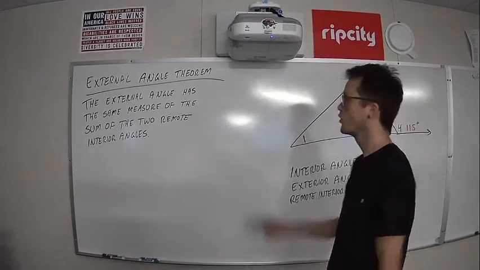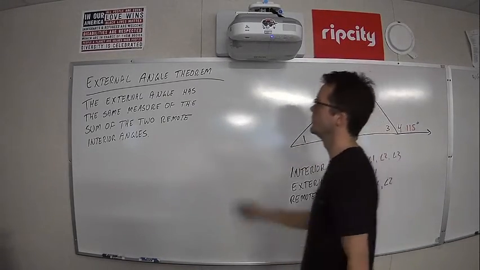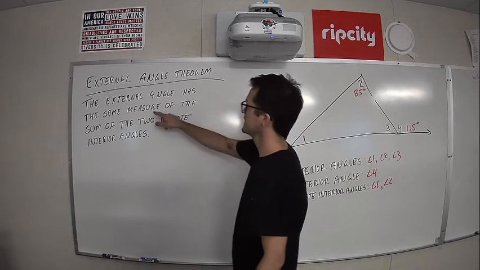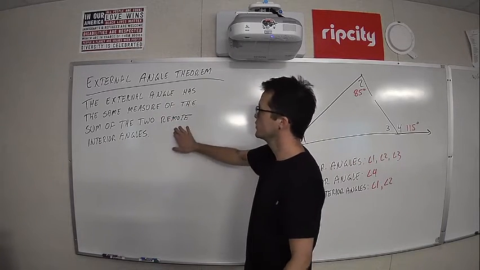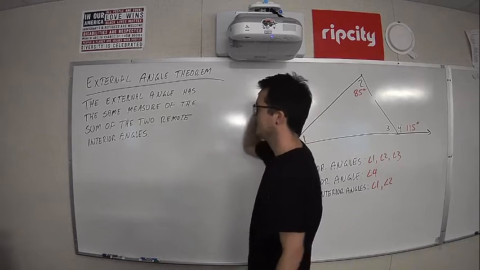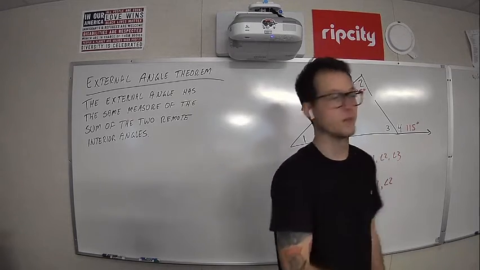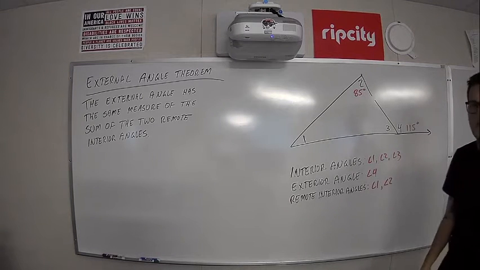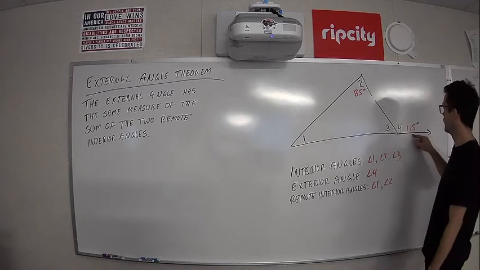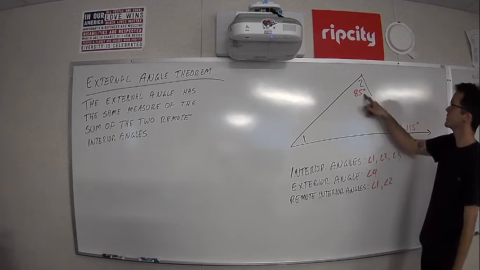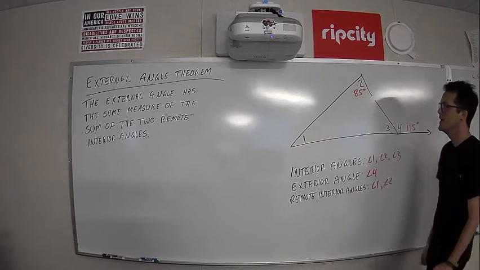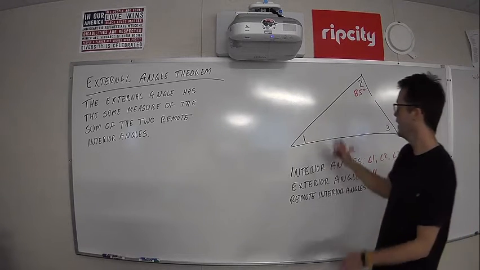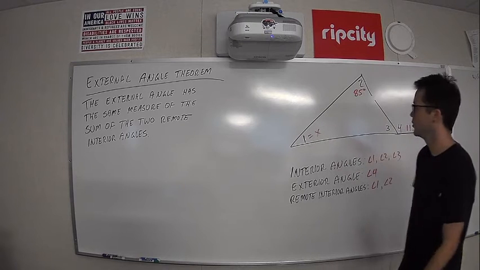Another theorem coming your way, external angle theorem. This one says the external angle has the same measure as the sum of the two remote interior angles. That's kind of messy. Let's look at a picture. It's the same one that we had earlier, but I assigned a few angle measures. Now angle 4 has a measure of 115 degrees. Angle 2 has the measure of 85 degrees. And our task is to figure out the measure of angle number 1.